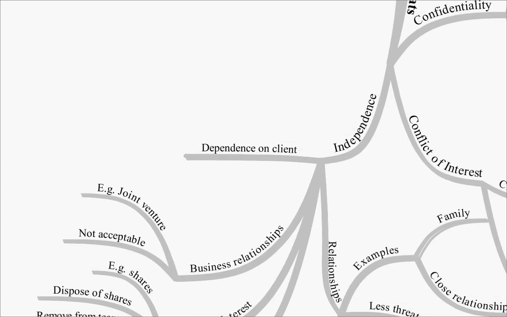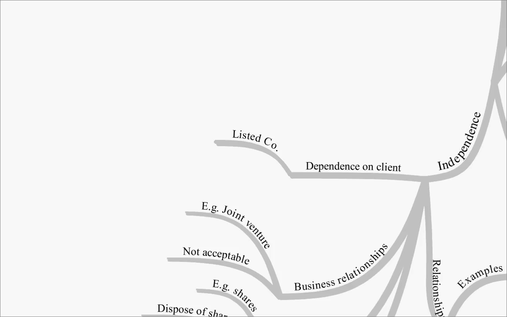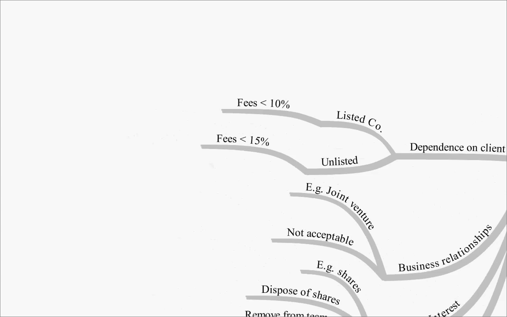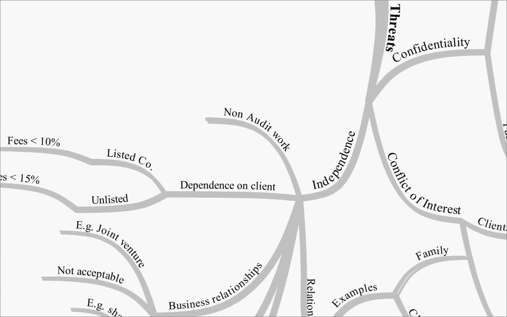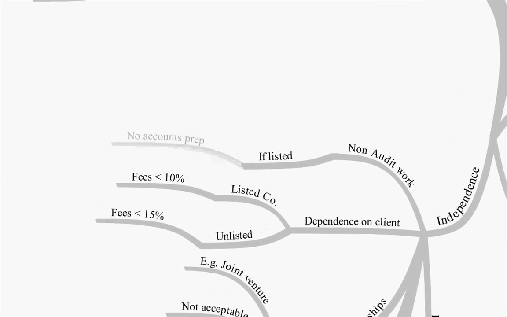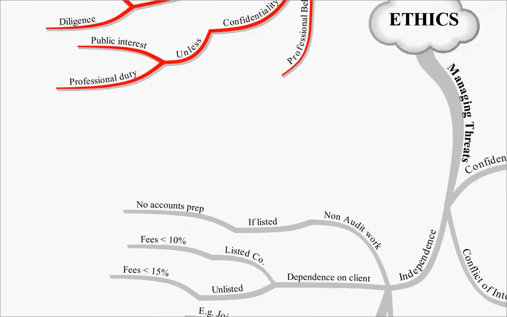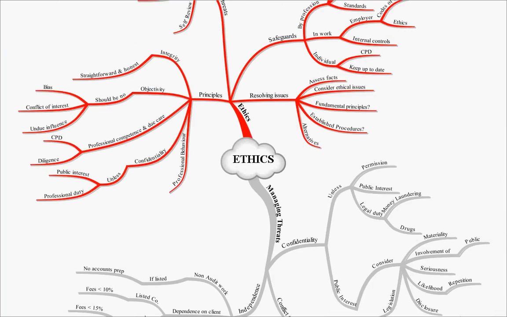What about a time when a firm may rely on a client? Well, if they're a listed company, that company can't make up more than 10% of your total fees. An unlisted company, well, they can't make up more than 15% of your total fees. So look out for these in a question and apply those criteria. Non-audit work, well, if the firm is listed, just remember that you cannot prepare accounts for that firm. And that is our lecture on ethics and how to manage the ethical threats.